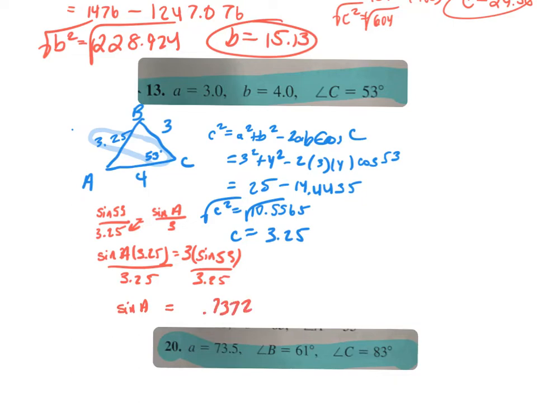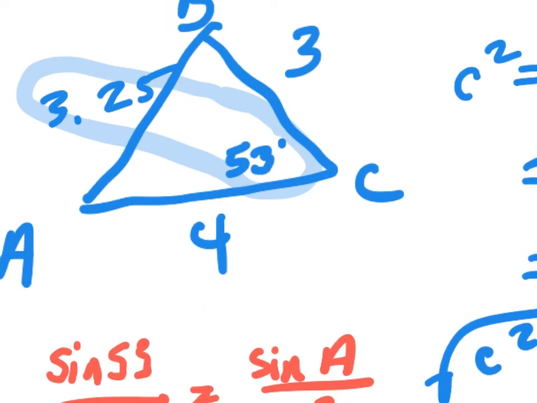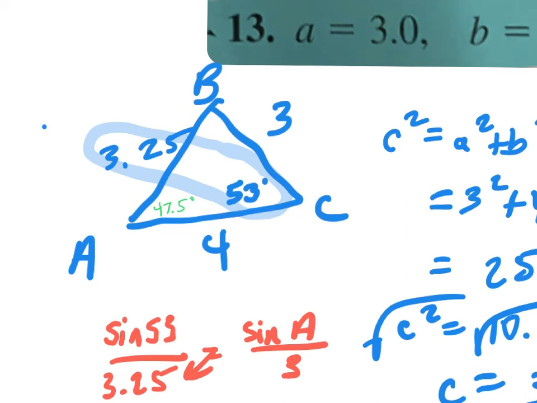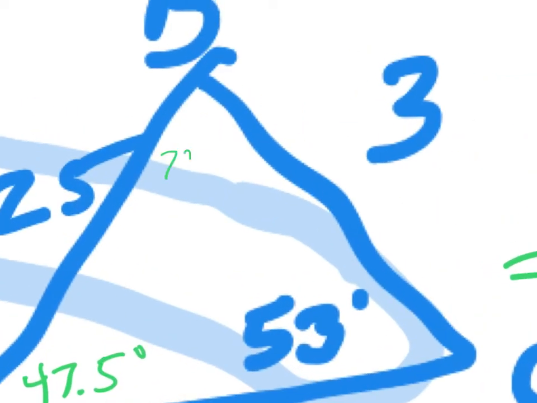And I get 0.7372. Now I don't want the sine, I want actually angle A. So I have to take arc sine of both sides. So I get angle A equals, second sine, second answer. Angle A is about 47.5 degrees. So if I know that angle A is about 47.5, and I know that C is 53, I can add up 47.5 plus 53, and I get 100.5. And then take 180 minus that, and I found out that angle B was about 79.5 degrees.